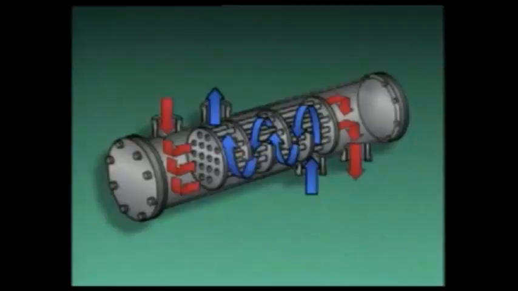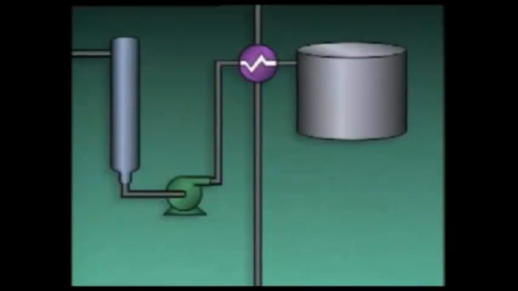As the hotter fluid passes through the tubes, it transfers heat to the tubes and the fluid on the shell side, so the temperature of the fluid flowing through the tubes decreases. On the shell side, the cooler fluid passes around the tubes and receives heat from the tubes, so its temperature increases. This is a simplified illustration of a distillation system.